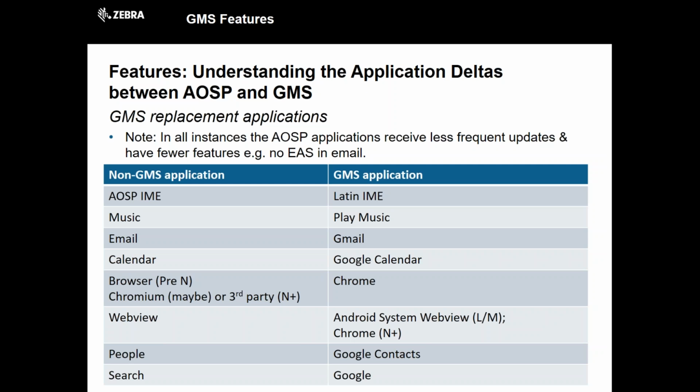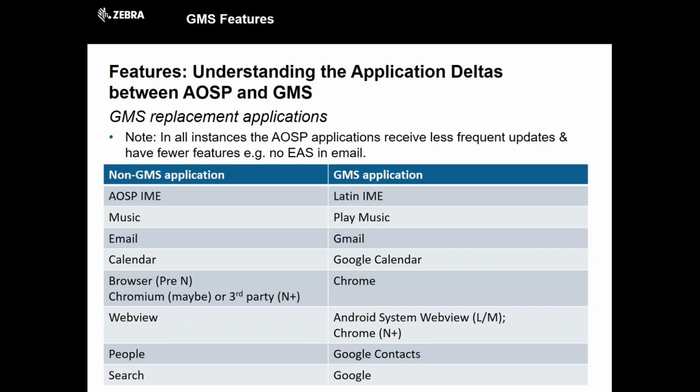Most recently, again changing focus, I had a post on the differences between the AOSP and the GMS applications. So I've just picked out a few here. This is really building on the point I made earlier in the presentation where I was talking about the email application being less functional on non-GMS compared to Gmail on GMS. So here's a more thorough table, if you will, giving some of the comparisons.